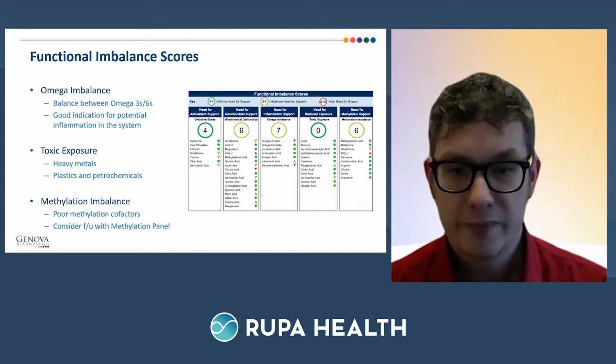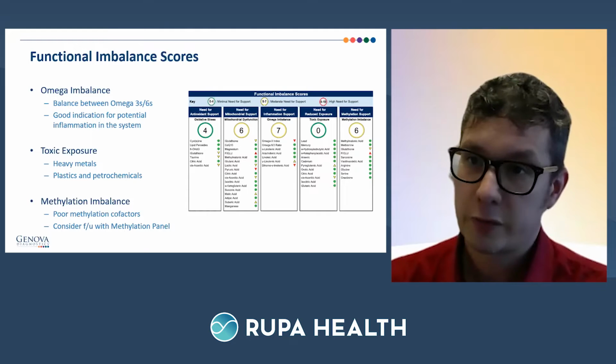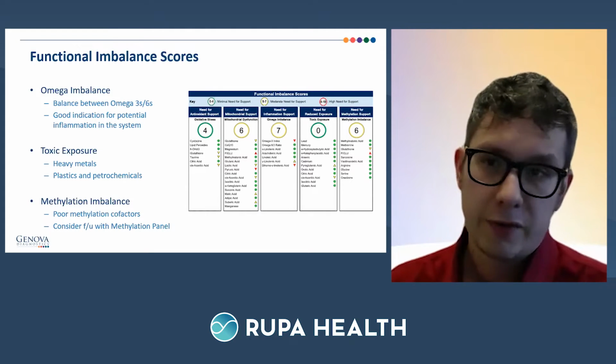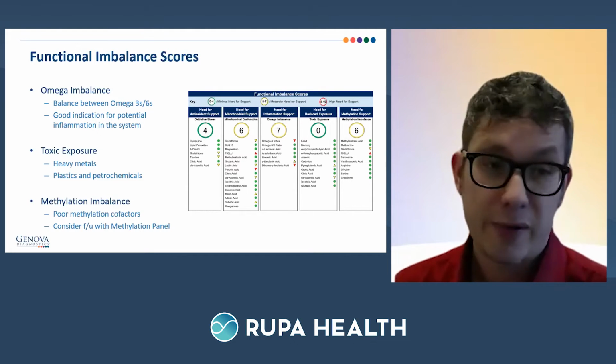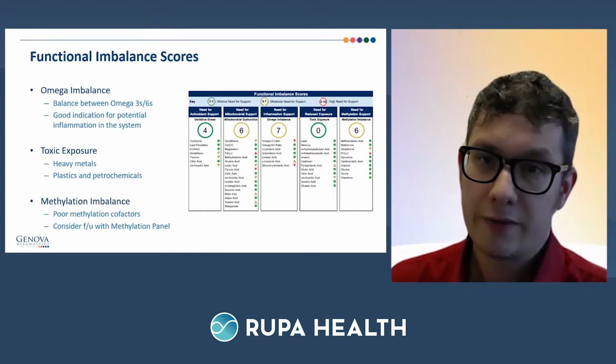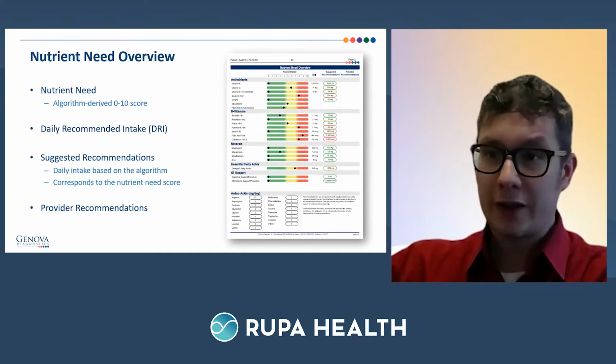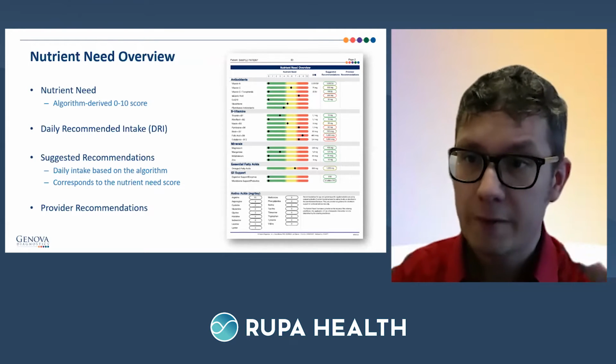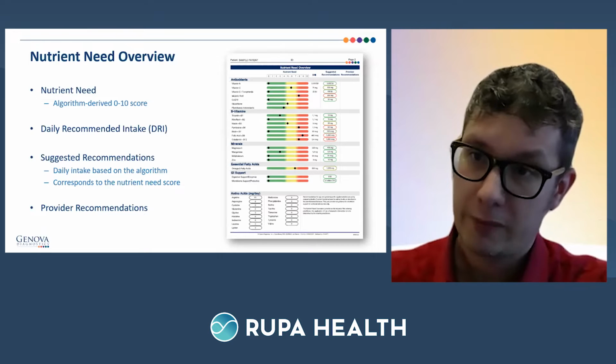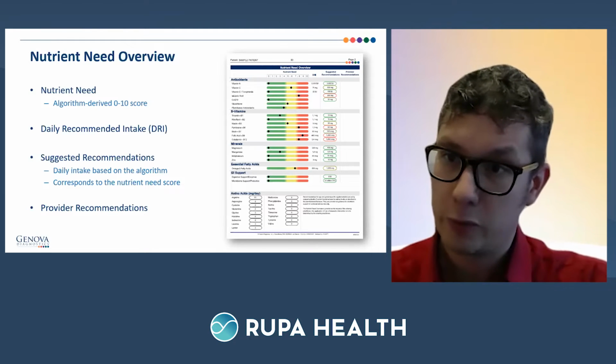And then methylation imbalance can tell us about cofactors. We also have a methylation panel, if you start to suspect methylation imbalances or you have a high score here. So that's the roll-up. That tells you kind of like where to focus, because you're going to focus on where the patient's results come back looking most dysfunctional, most abnormal, right?